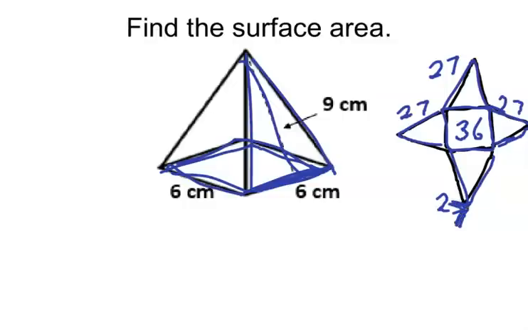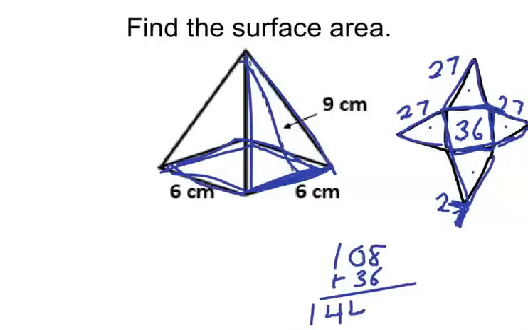Okay, so then all we have to do is realize, well, there's 1, 2, 3, 4 triangles, so just do 27 times 4, and that gives us 108. So far we have 108 centimeters squared, but then we still have to add on this 36, and that's going to give us 144. So our answer is 144 centimeters. Is it squared? Is it cubed? Just regular centimeters? We're finding area, so it is centimeters squared. All right, there's the answer for the surface area of that square pyramid.